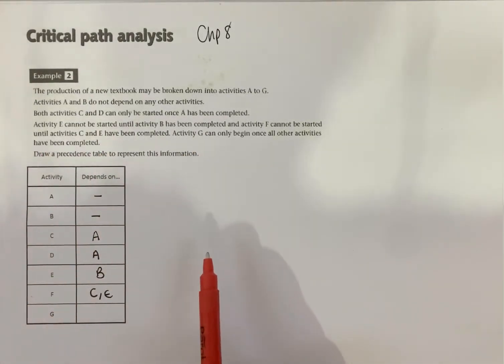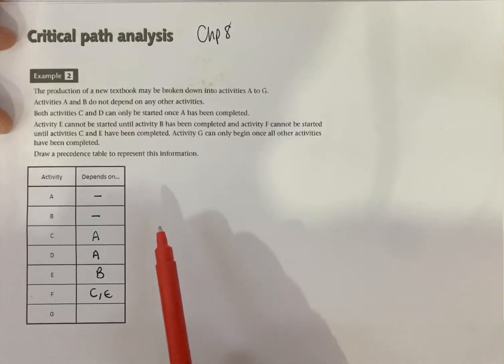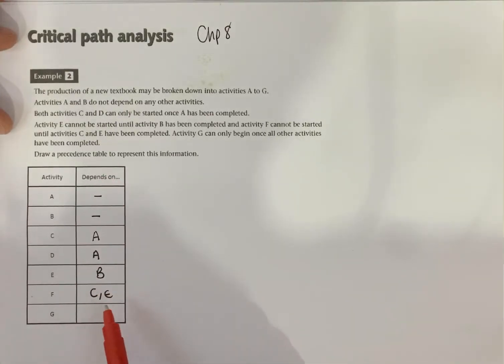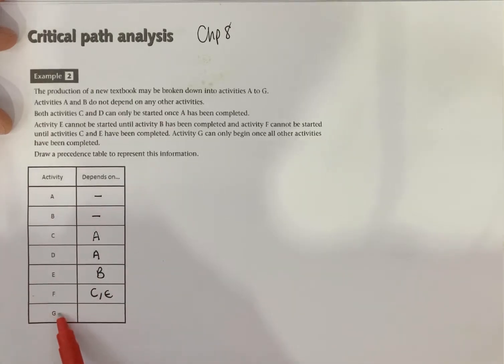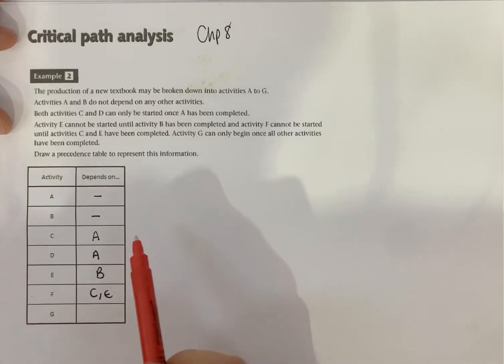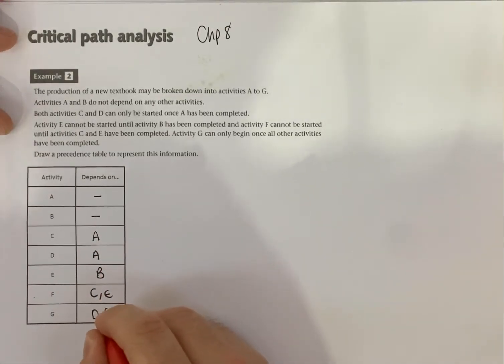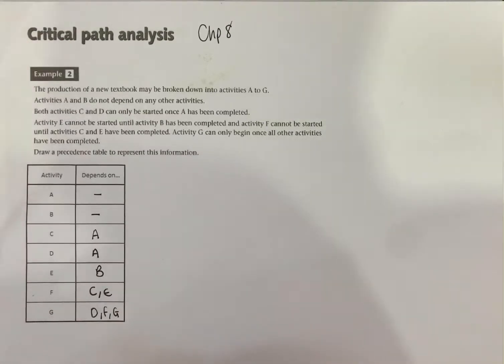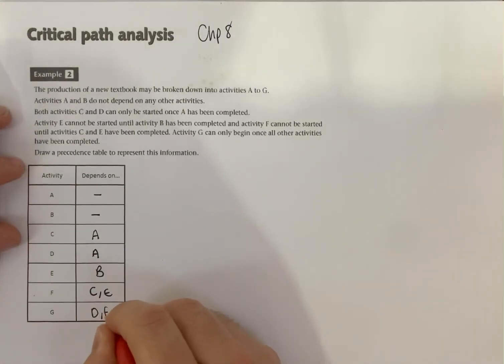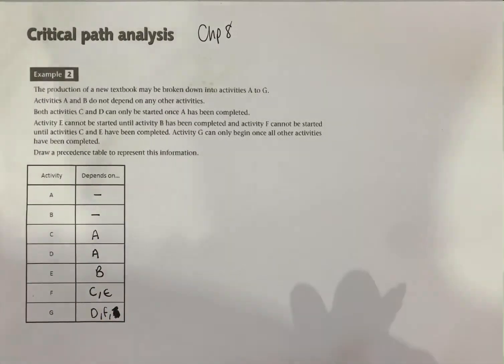Now, a good tip for you if you are ever having to complete a precedence table is the depends on column will need to contain every letter in the left-hand column in every activity. So just count them off and you've got A, B, C, D's missing, E, F's missing, G's missing. So those activities were missing from our precedence table. Well, obviously not G. G doesn't depend on G being completed, that's a bit daft, so it's just D and F.